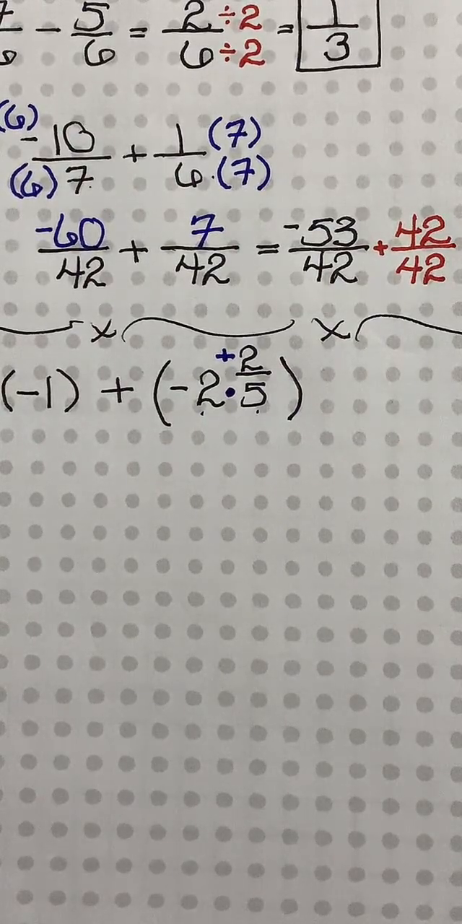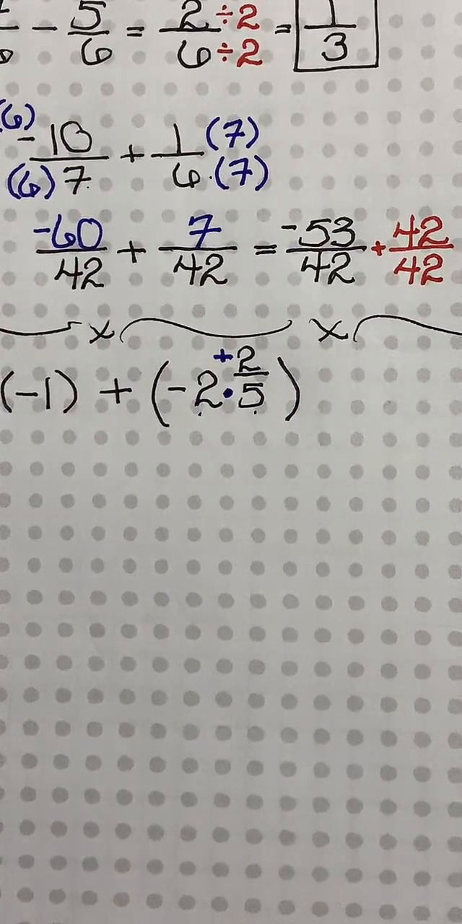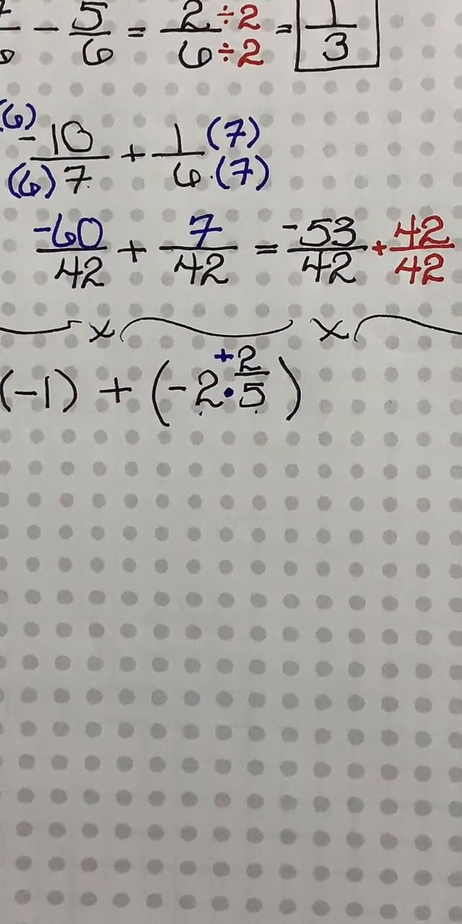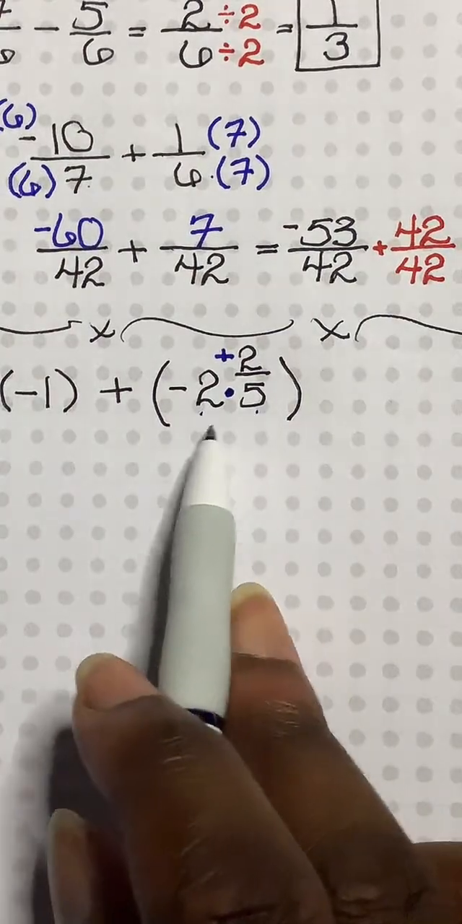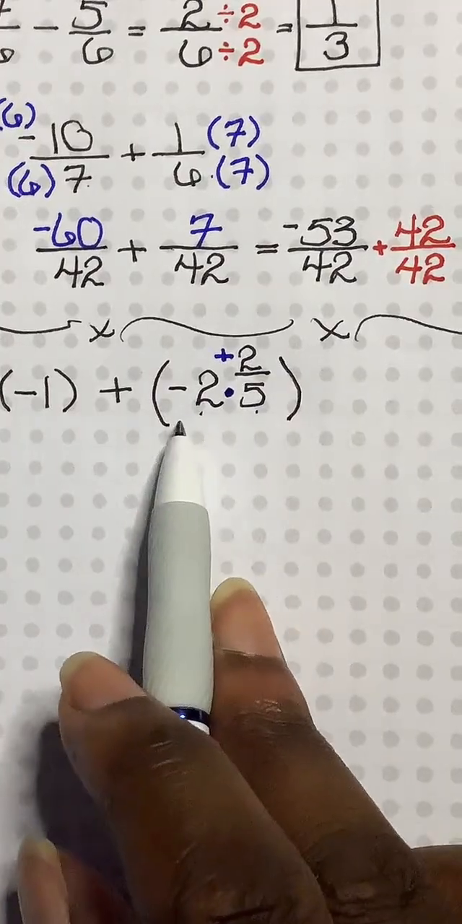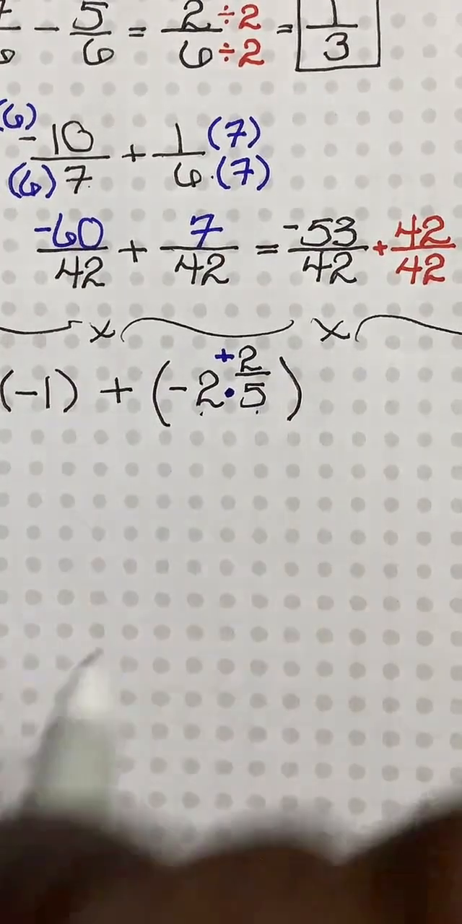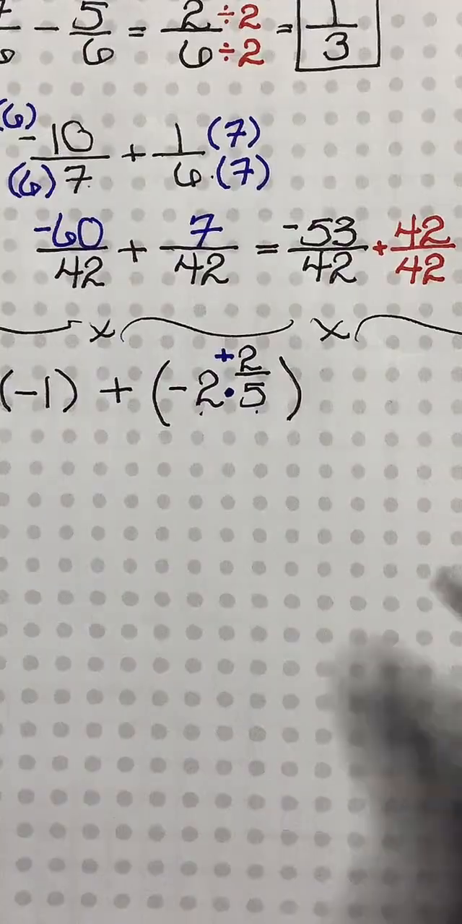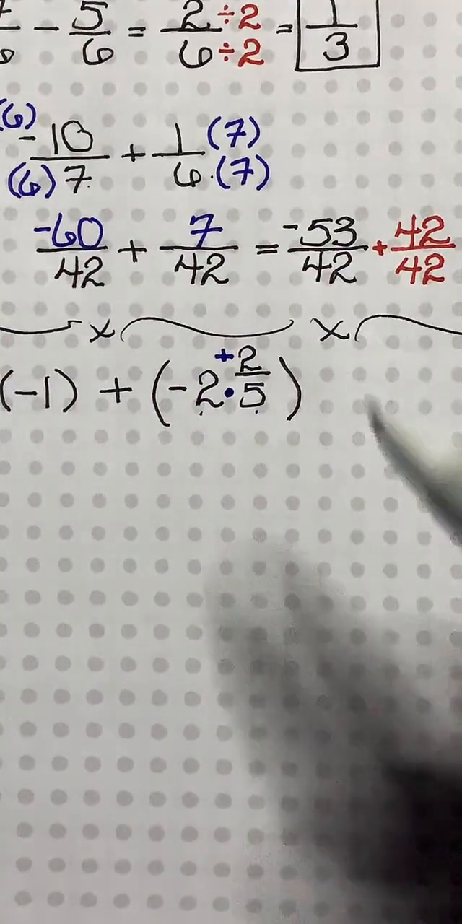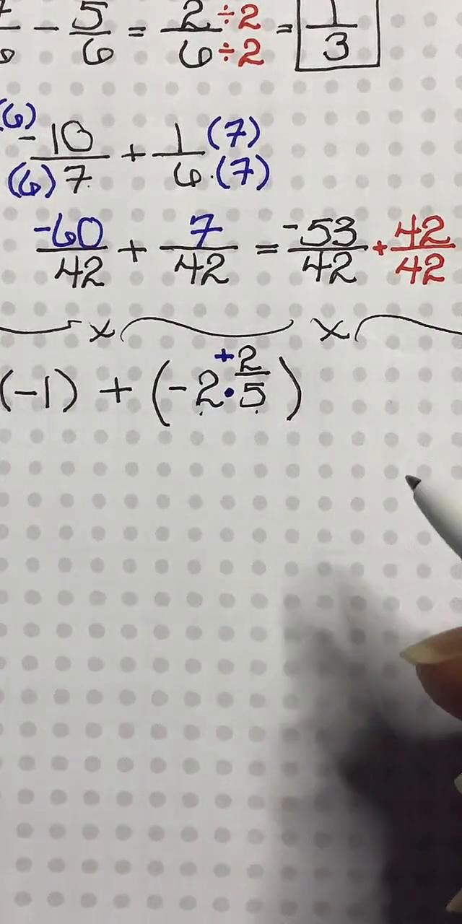So if we change this mixed number to an improper fraction, we're going to take that 2 times the 5, 5 times the 2, negative 2. Multiply those together to get negative 10. The negative 10 plus 2 will give me a negative 8.